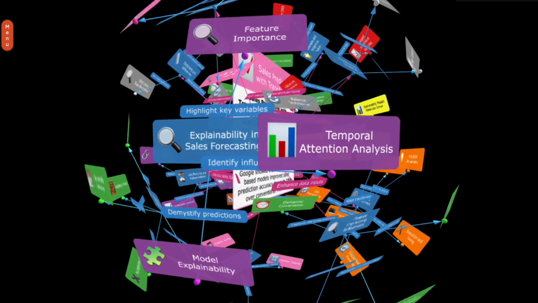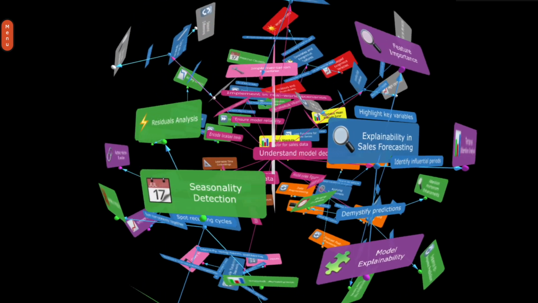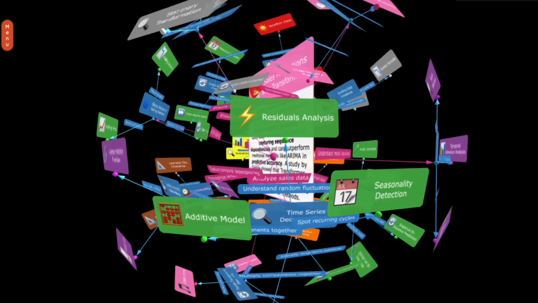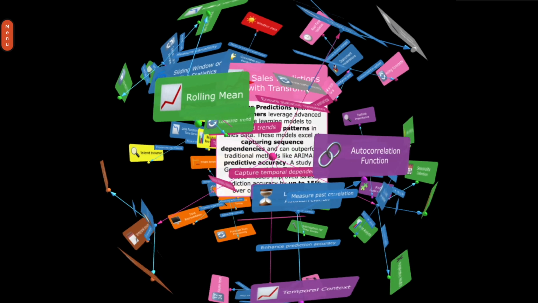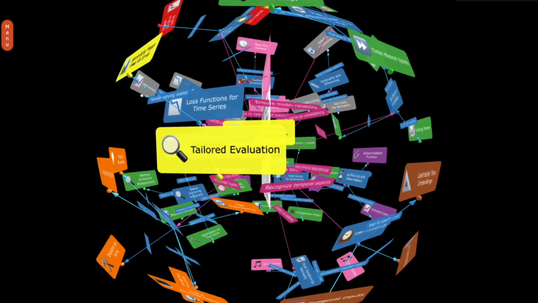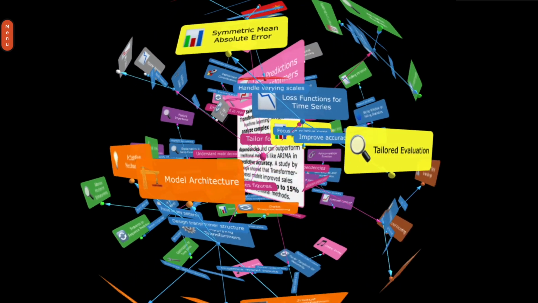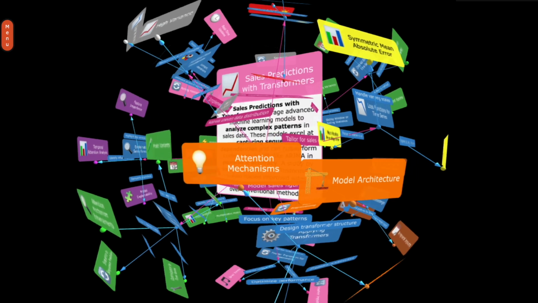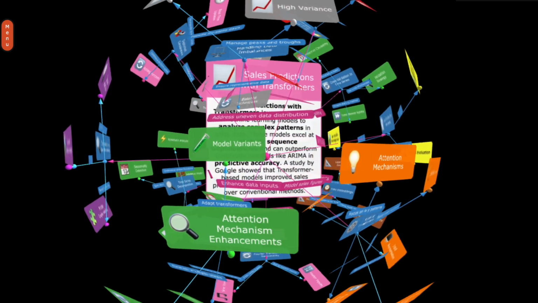Sales predictions with transformers leverage advanced machine learning models to analyze complex patterns in sales data. These models excel at capturing sequence dependencies and can outperform traditional methods like ARIMA in predictive accuracy. A study by Google showed that transformer-based models improved sales prediction accuracy by up to 15% over conventional methods.